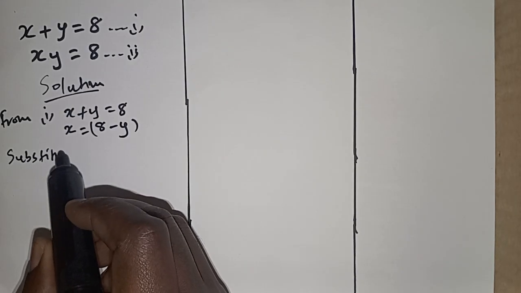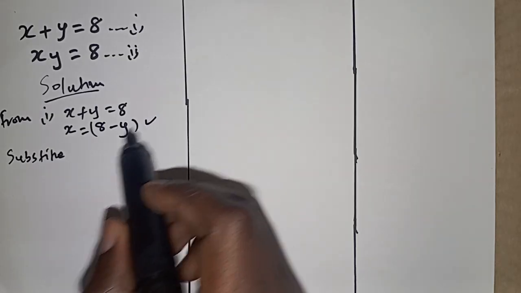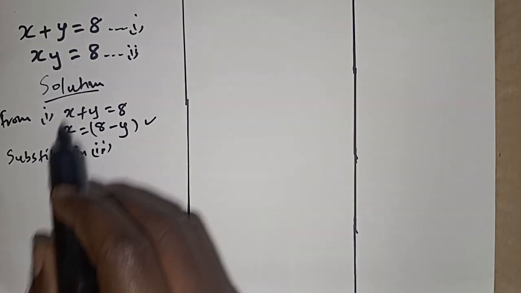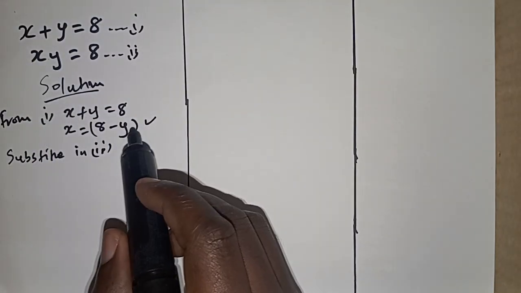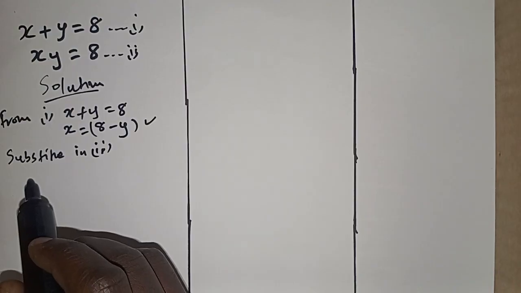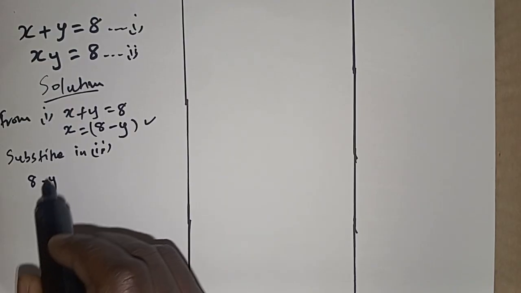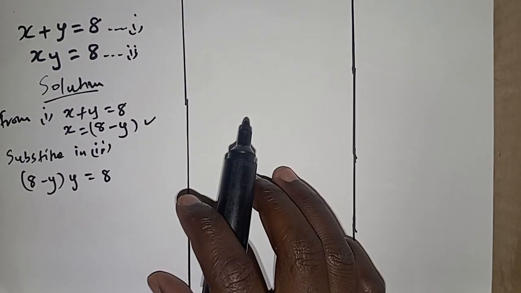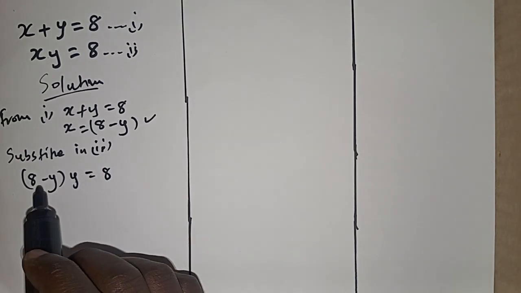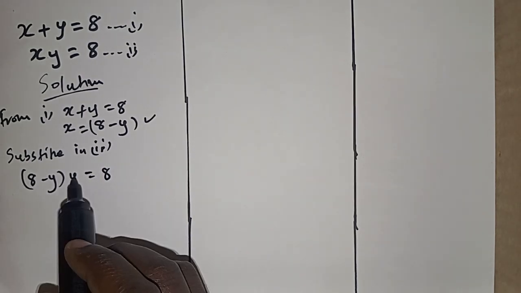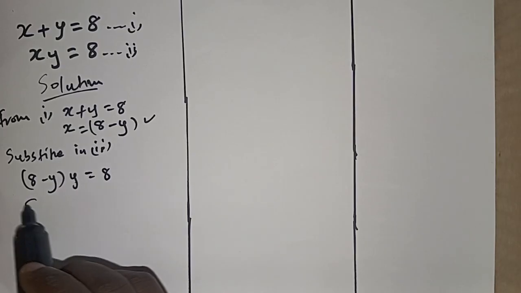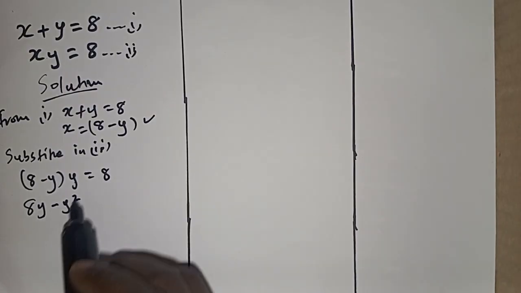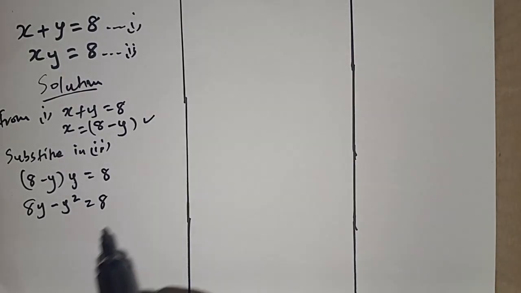I want to substitute this one in the second equation so that wherever I have x, I will substitute all of this, so that I have 8 minus y multiplied by y is equal to 8. From here I will open the bracket and pre-multiplying 8 by y, I'm going to get 8y minus 8y multiplied by y, that is y squared, is equal to 8.